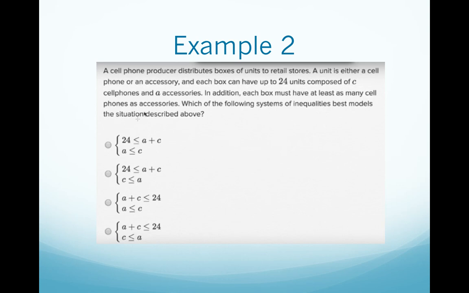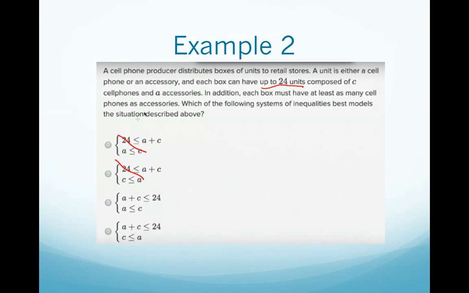Here's another one. And it tells us that they can have up to 24 units. So that's going to be 24 or less when we're looking at cell phones and accessories combined. So if we look at A plus C, that result has to be less than or equal to 24. So this one here has A plus C being more than or equal to 24. Here again, A plus C is more than or equal to 24. Here it's a less than, and here it's a less than. So we're down to those last two answer choices.